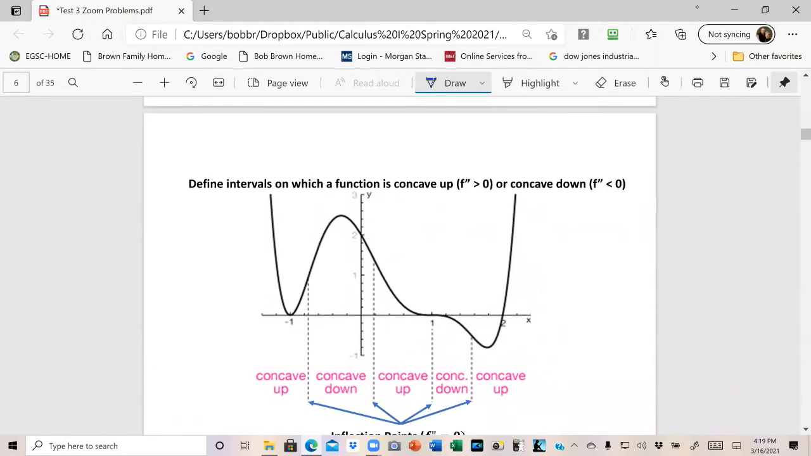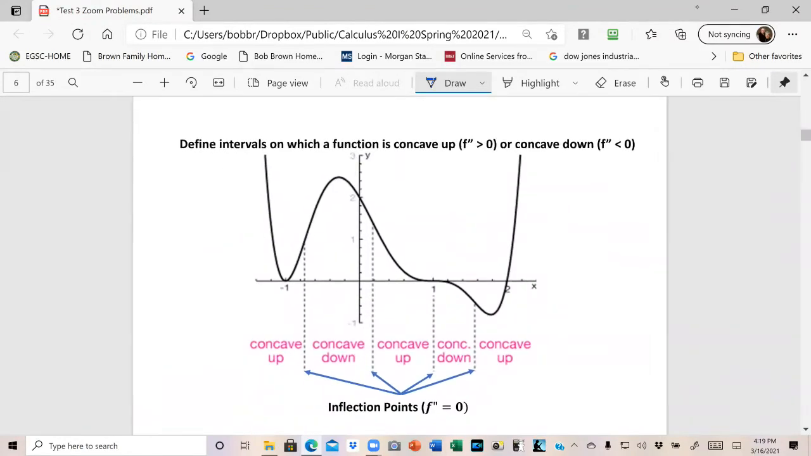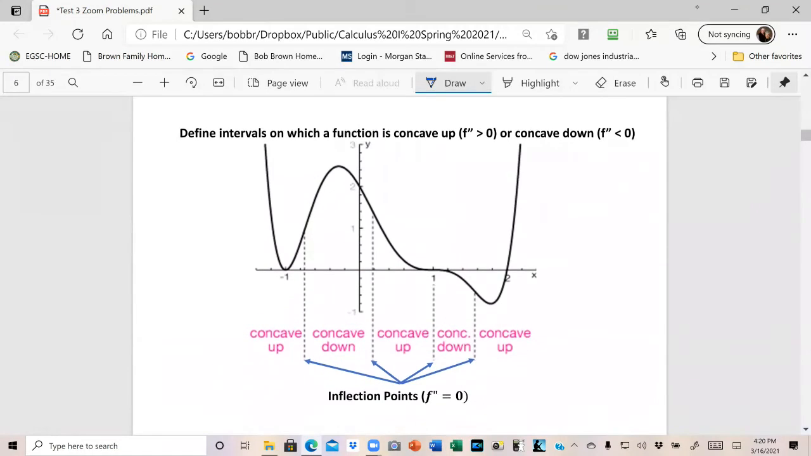We also need to understand the concept of a function having points where the curve is concave up or concave down. If it's concave up, it looks like this. If it's concave down, it looks like this. So look at this particular function here. You can see that it is up here. It is down here. And it is up here. And then it goes down. Then it's up.